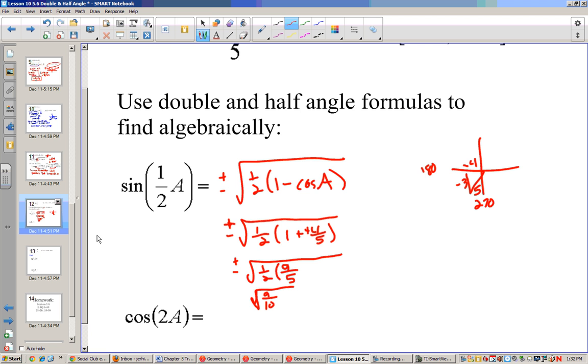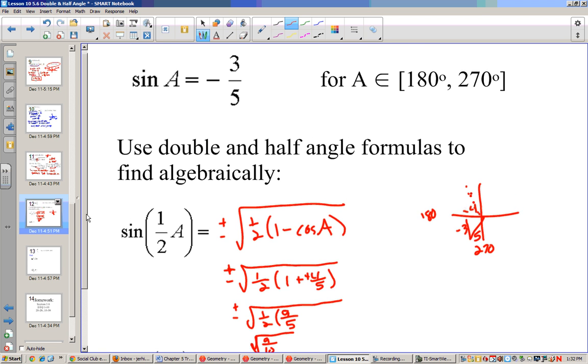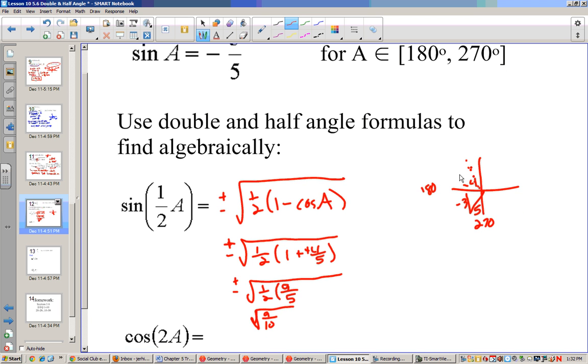Now we have to think, is this positive or negative? So if I take this value, we don't know what it is without a calculator, but let's just guess it's 250. If I take that in half and I have 125, which is up here, is the sign going to be positive or negative? Hopefully you're saying that the sign is going to be positive because it's opposite over hypotenuse and both those are positive values. So our answer here is just going to be the square root of 9/10.